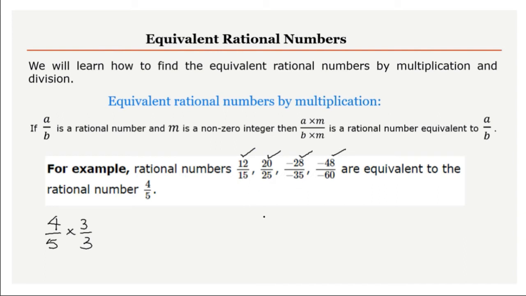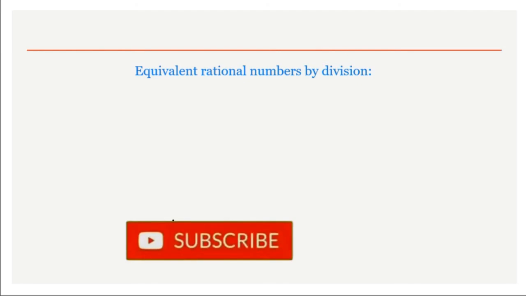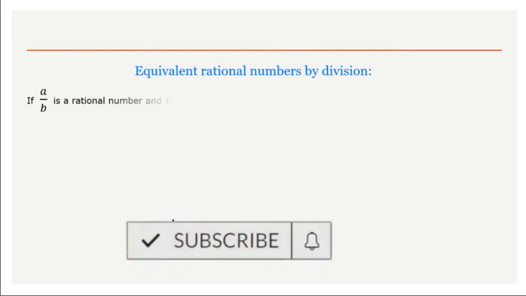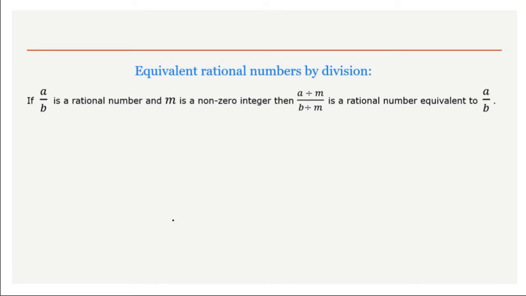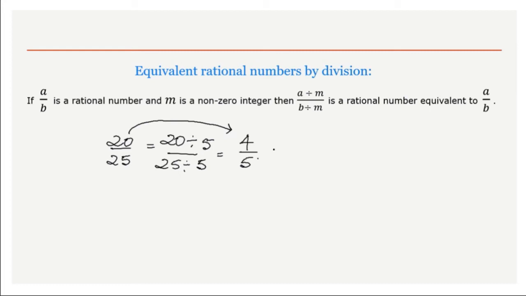Each time we multiply both numerator and denominator by a non-zero integer, we get an equivalent rational number to the given rational number. Let's look at equivalent rational numbers by division. If a by b is a rational number and m is a non-zero integer, then a divided by m upon b divided by m is a rational number equivalent to a by b. For example, if I consider 20 upon 25 and divide both numerator and denominator by 5, I get 4 upon 5. So 20 upon 25 is an equivalent rational number to 4 upon 5.